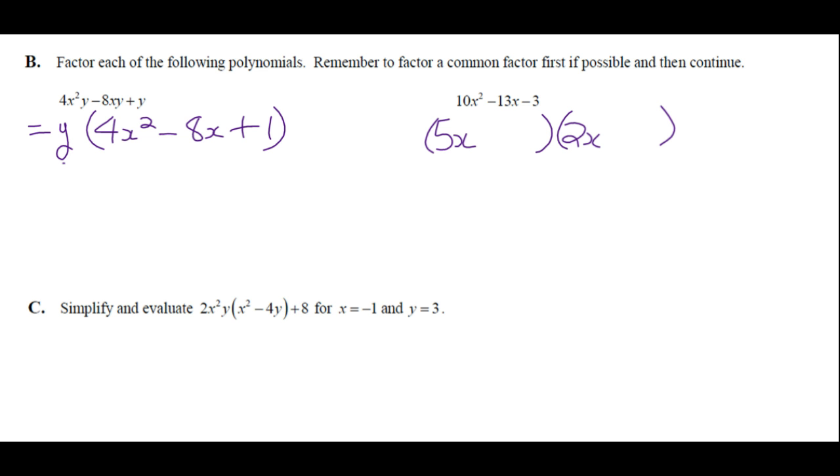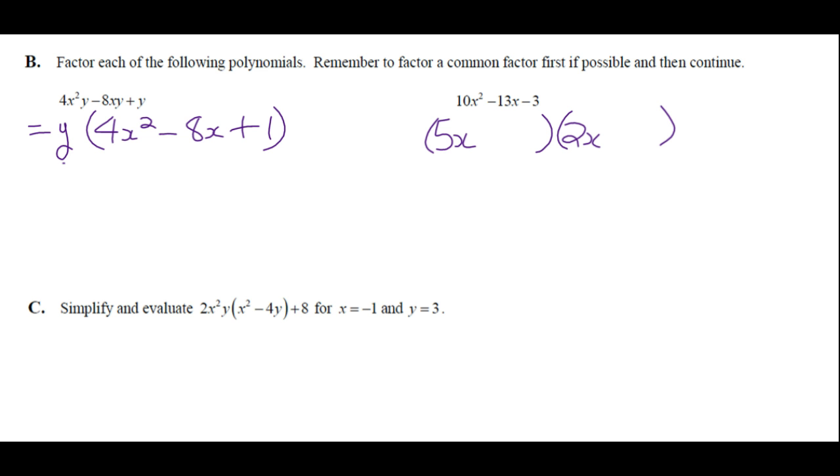Because the first term in the trinomial, the 10x squared, comes only from the product of the 2 first terms, right? The last term in the trinomial, minus 3, comes only from the last 2 terms. It's outer and inner that collect. So I need a minus 3. What 2 numbers multiply to 3? 1 and 3, right? That's it.